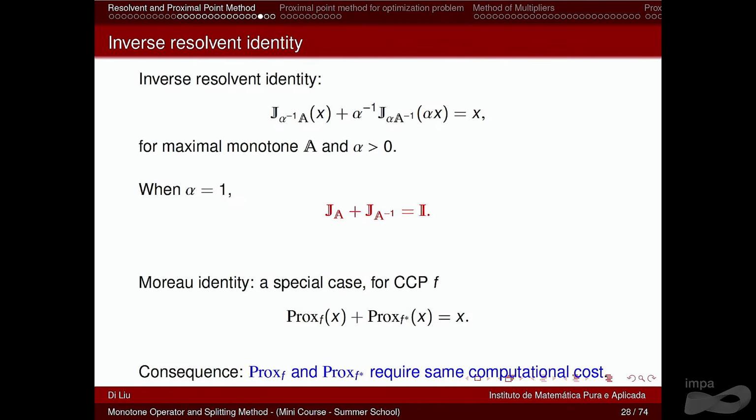And as a special case, if A is the subdifferential of a CCP function f, we have the Moreau identity, which is the proximal operator of f plus the proximal operator of f star, the conjugate function, equals x. We will see later what the proximal operator of f is, okay? And we can see from this identity that these two operators have the same computational cost, okay?